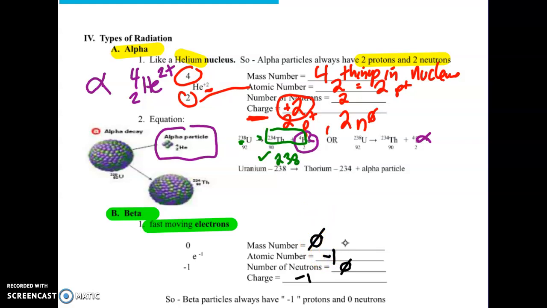So here's how you can write the beta particle. You can write it just like this, or you can use the Greek letter beta, which is kind of like a fancy cursive B. It has no mass, its atomic number is a -1, and it has a net negative charge.